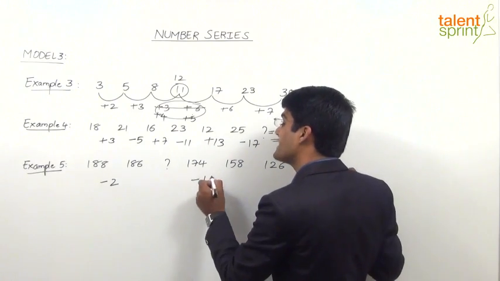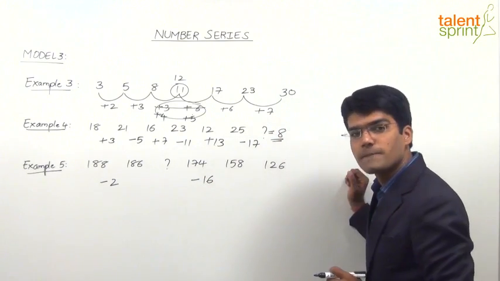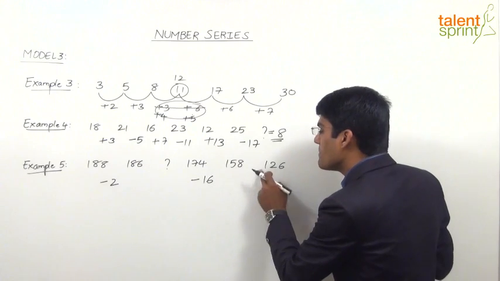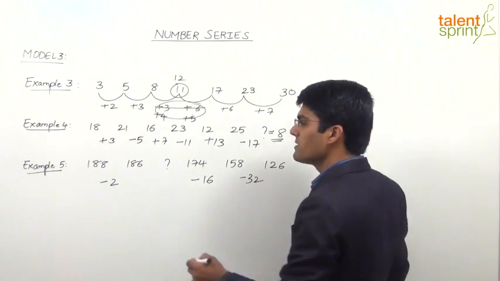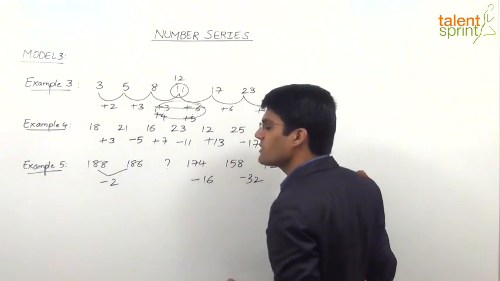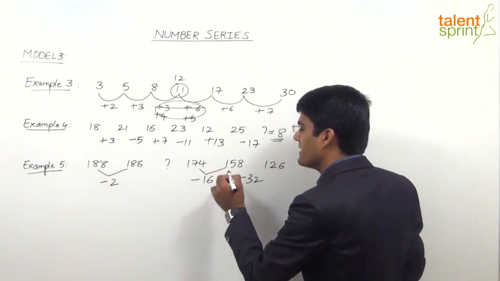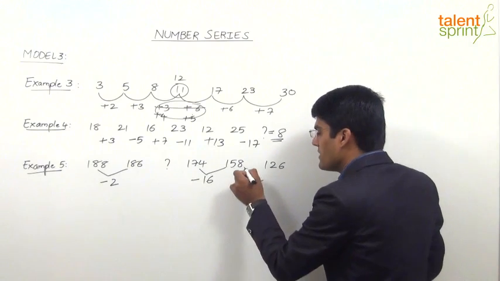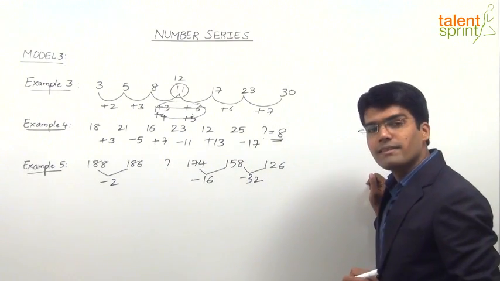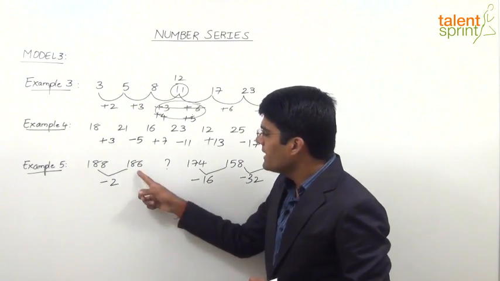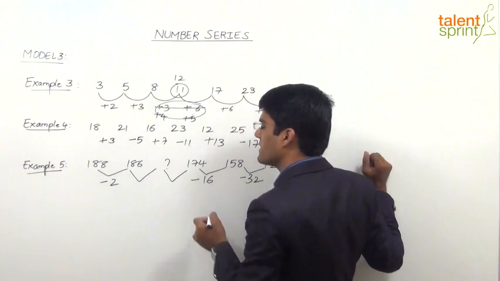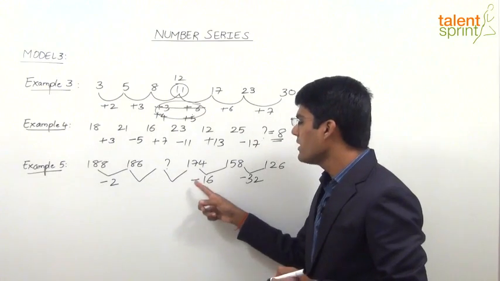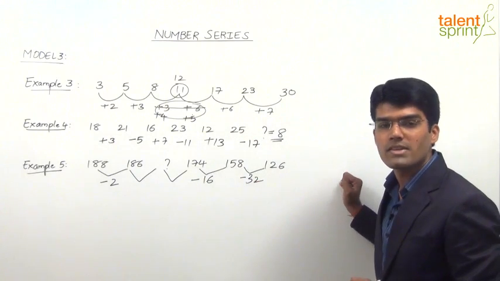174 minus 16 is equal to 158. And 158 minus 32 will give us 126. So if we try to observe, 188 minus 2 is 186, 174 minus 16 is 158, and 158 minus 32 is 126. Now we very well know that we will get two more differences here, between 186 and question mark and 174. Only then will all these differences follow a particular fashion.